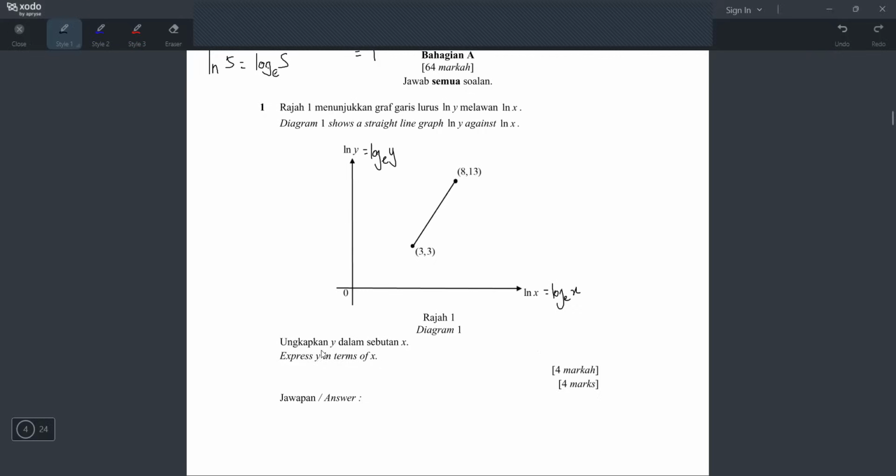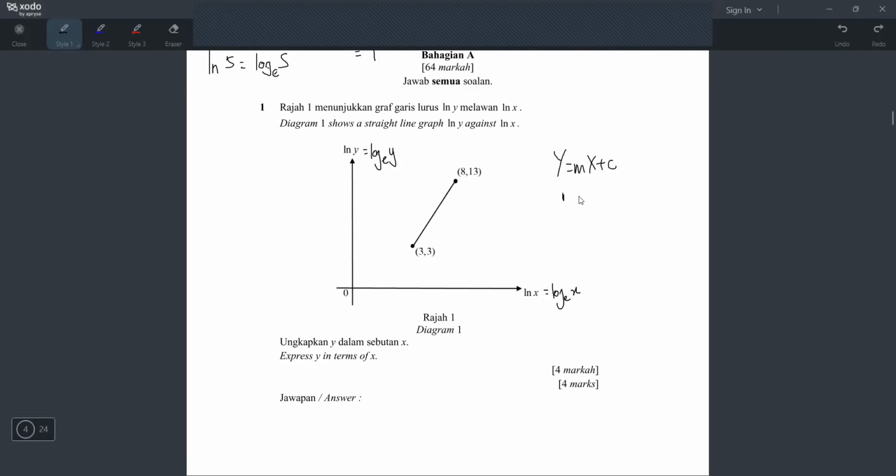So if you want to express small y in terms of small x, you first need to find your gradient and y-intercept from this. After you find your gradient and y-intercept, you can substitute them into the equation. For the y-axis you will write log y base e, and for the x-axis you will write log x base e. But first we need to find the gradient.